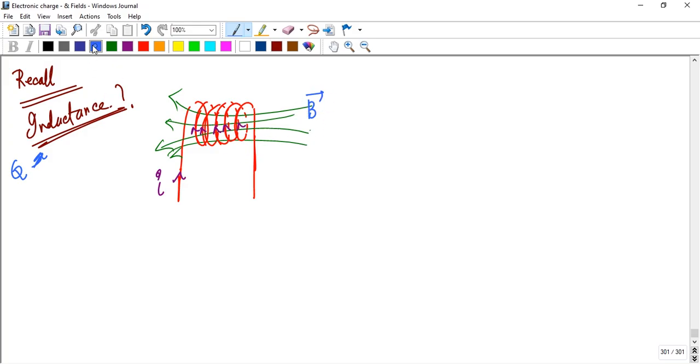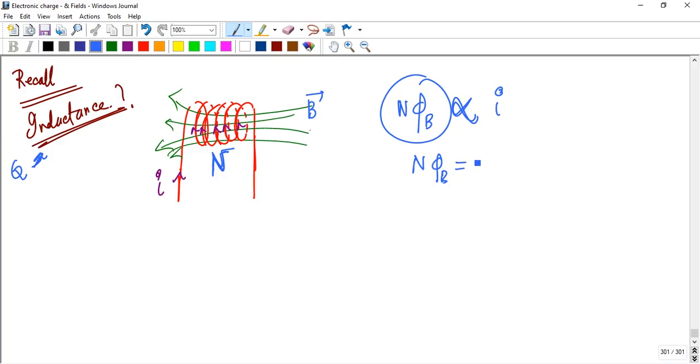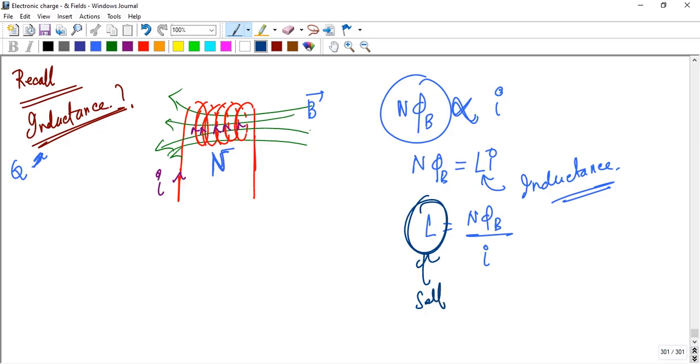Okay, and now there is another term called flux linkage, because the number of windings N is very important for holding a maximum amount of flux. That is N phi B. This is called flux linkage, and it is directly proportional to the current I. Now if I remove the proportionality sign, we get some constant L times I, and L is called inductance. So inductance equals N phi B by I, also called self inductance.